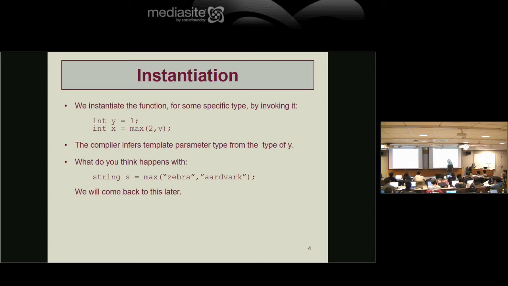Now, if y were a double, I could provide, let's say, double y equals 2.5. And then I say max 2 comma y. Now the compiler says y is a double, and so this is 2.0, or 1.99999, whatever the floating point unit does. Okay?